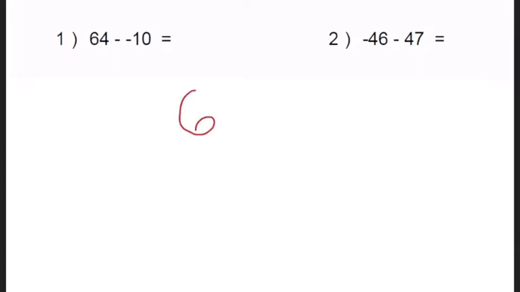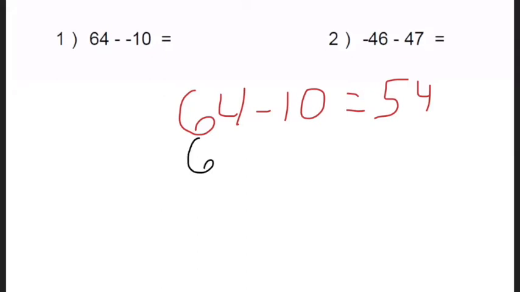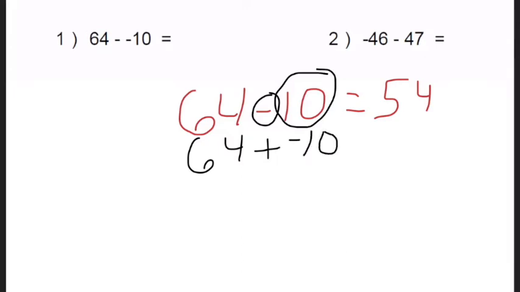If I have 64 minus, let's say, 10, we all know 64 minus 10 is 54. But when we subtract, what we're really doing is this. We take 64, we change the minus to a plus, and whenever you change that minus to a plus, you change the sign of the next number. So 10 is a positive 10, so I make it a negative 10.